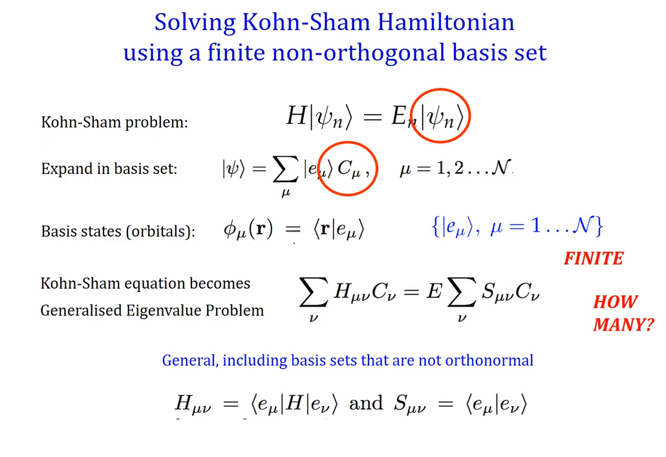And if the basis set is a finite basis set, then this is always going to be an approximation. How many functions do we need to get a good approximation to the original problem? That depends on the quality of the basis functions we chose in the first place.